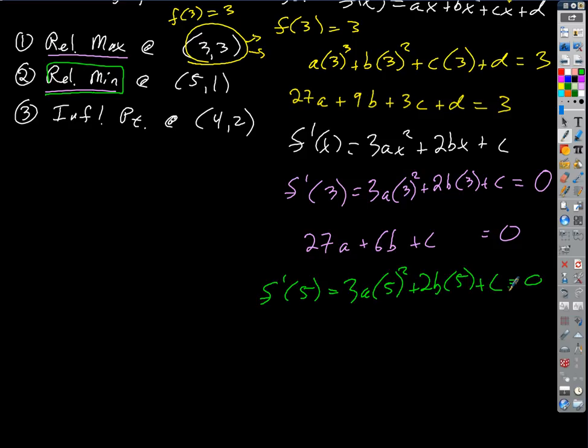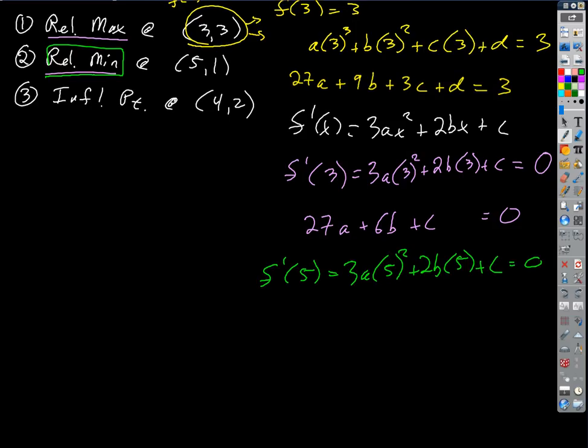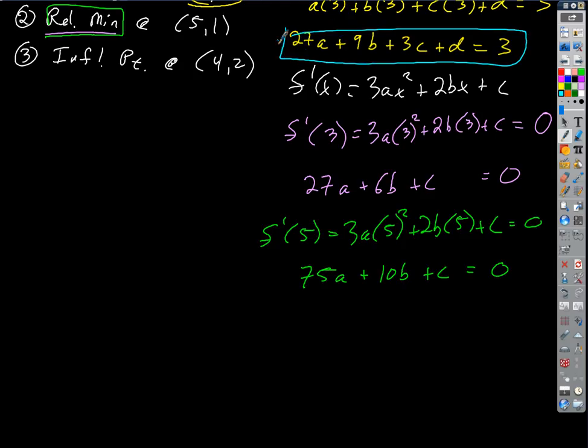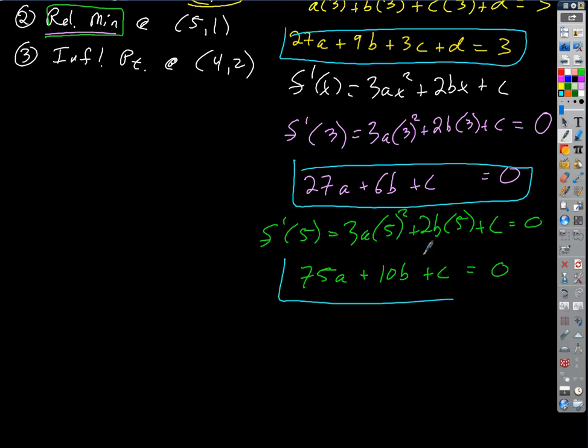And what does that become? So what's 3 times a times 5 squared? 75a plus 10b plus c equals 0. Okay, so I'm going to go ahead and circle these. We've got 2 equations. Our goal was just to get 3, right? So we started with that one. Did I say 3? Yeah, we need 4, don't we? Because we have 4 unknowns.